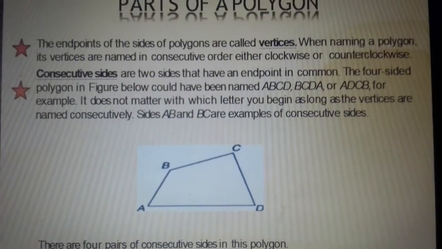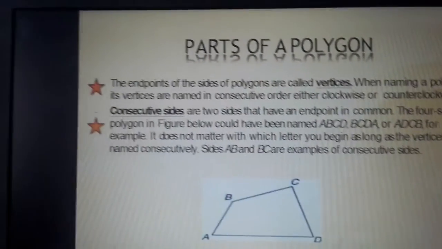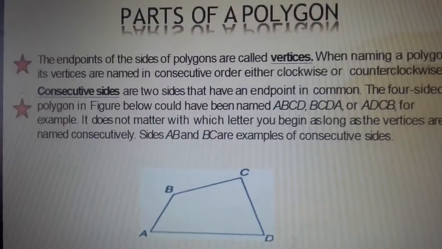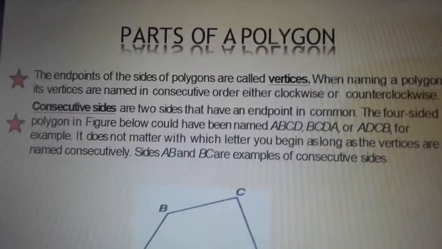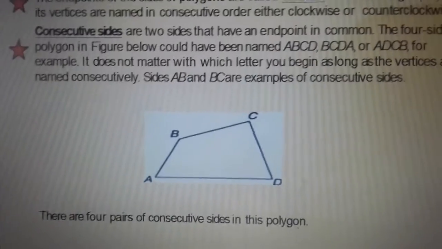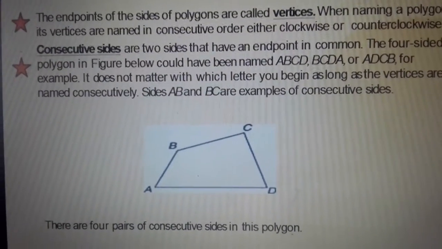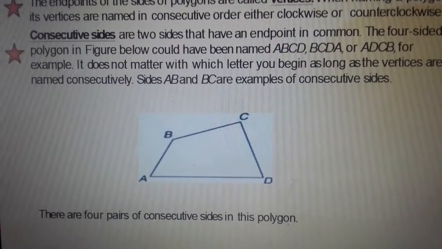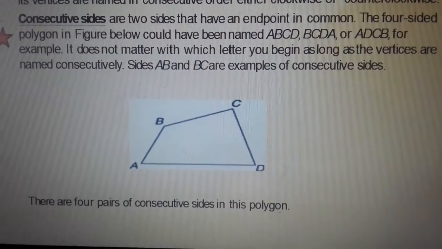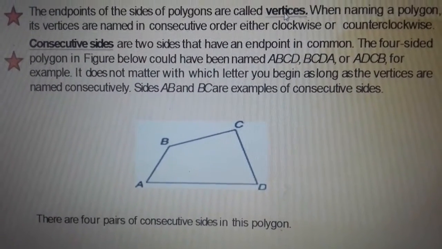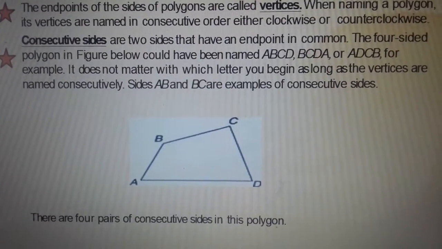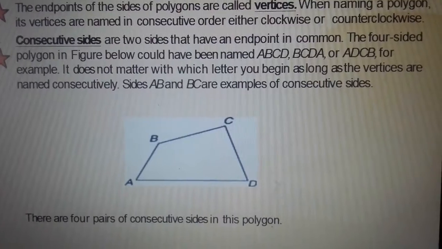Parts of a polygon. Listen carefully, it's very simple. Look here, one diagram is there. This is the example for a polygon. It has 4 edges. This is called 4 sides also. Look here, the end points of the sides of a polygon are called vertices. So A, B, C, D are called the vertices of the polygon.